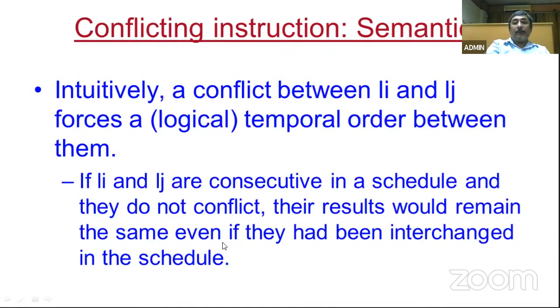So in a schedule, Li, Lj, if they are consecutive and they are conflicting, then the ordering of their conflict must be maintained. Otherwise, if they are not conflicting, I can interchange them easily in the schedule. We'll do that. Don't worry about that.